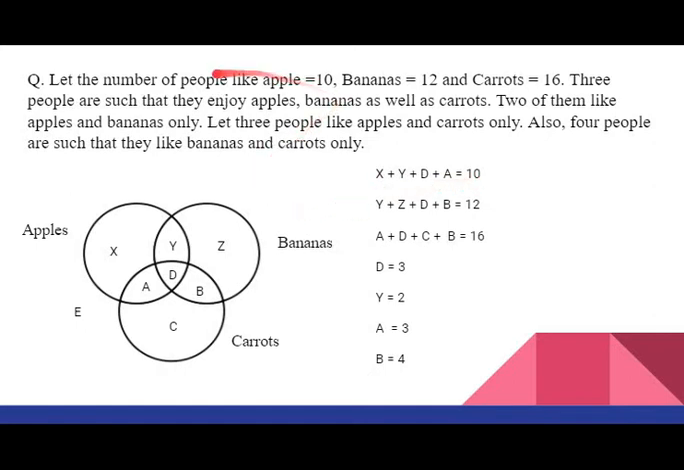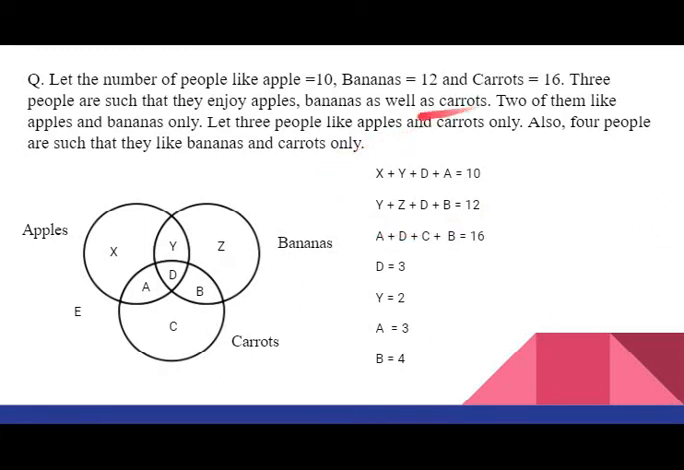Similarly, the number of persons who like banana is given as 12. So the region represented by the second circle gives the number of persons who like banana. So the equation will be y plus d plus b plus z is equal to 12.